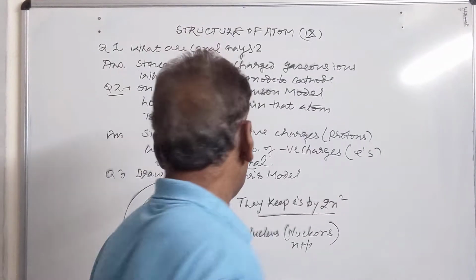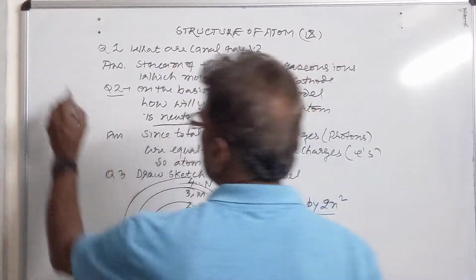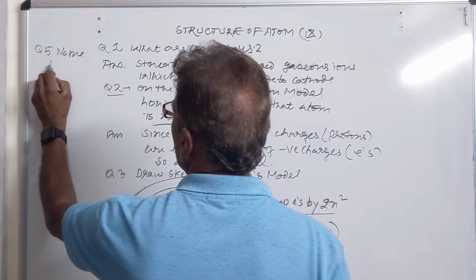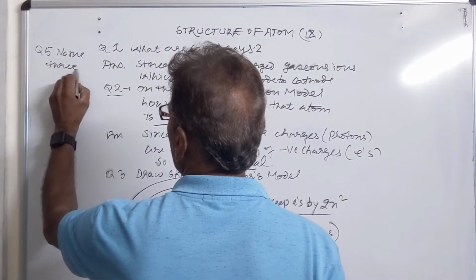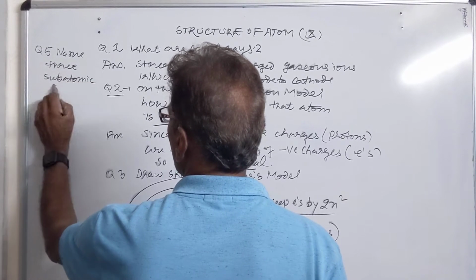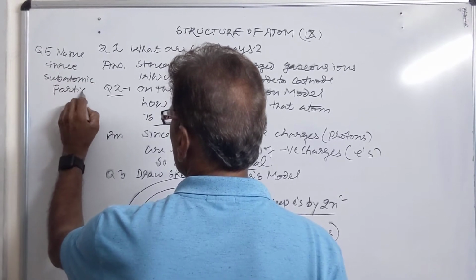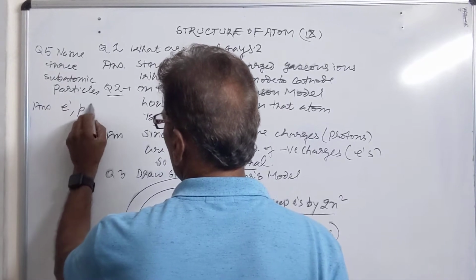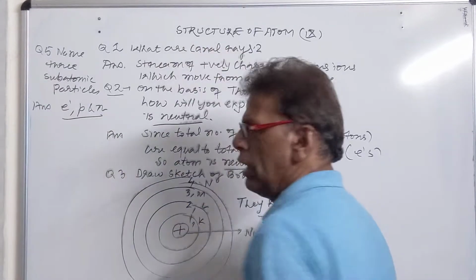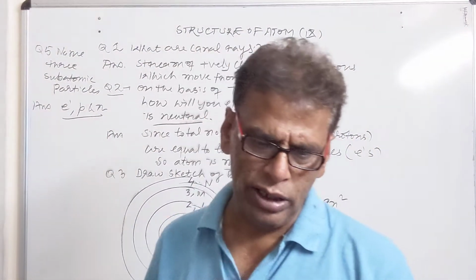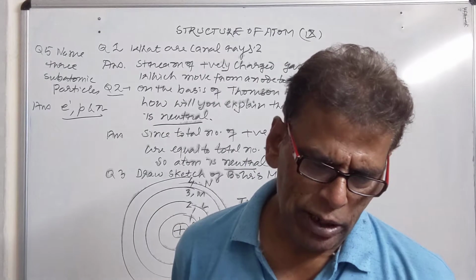Then name 3 subatomic particles. Then we have question number 5. Name 3 subatomic particles. Answer is these particles are electrons, protons, and neutrons. Electrons are negatively charged, protons are positively charged, and neutrons are the neutral subatomic particle.